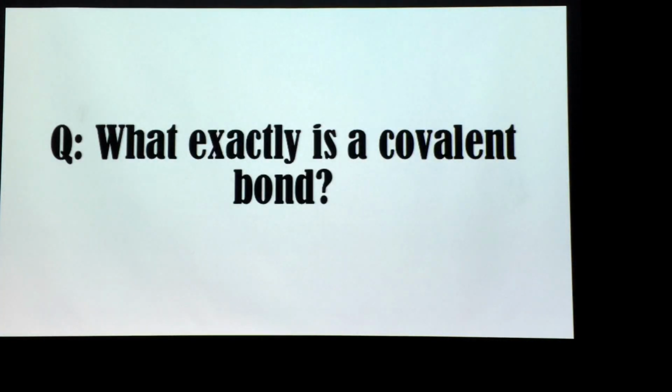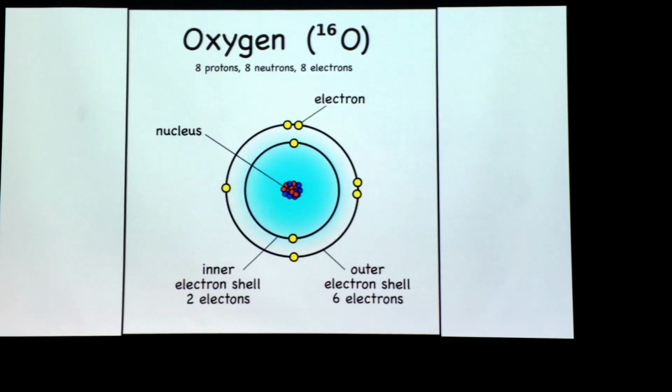All right, another question. What exactly is a covalent bond? We hear that all the time, covalent bond. Covalent, it's in the word. Just look at the word, break up the word. Co means to share. Valent comes from valence electrons. Sharing the outermost electrons. What exactly is a covalent bond? It's a bond between 2 atoms that are sharing their electrons.